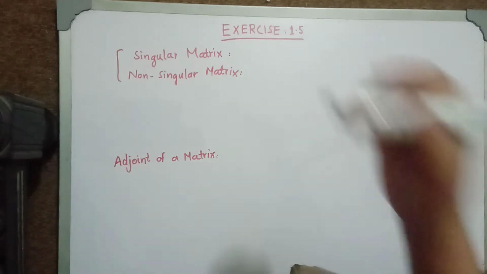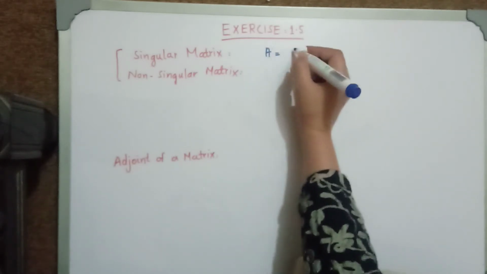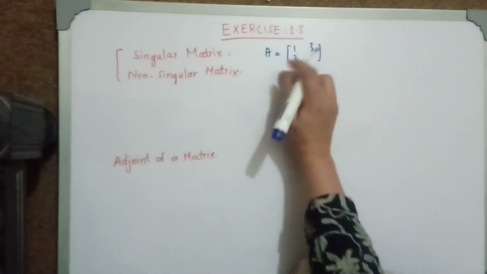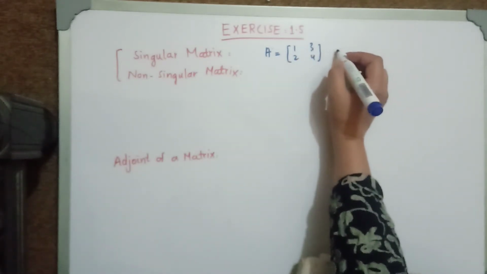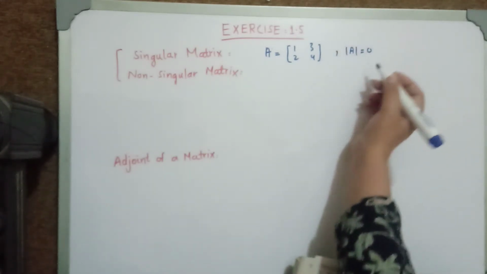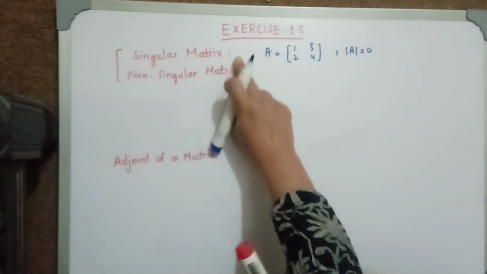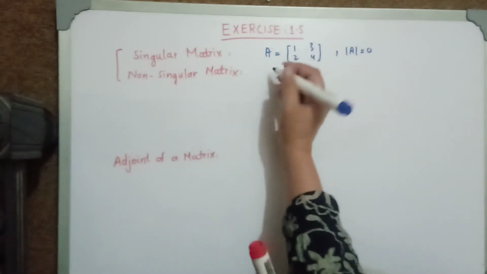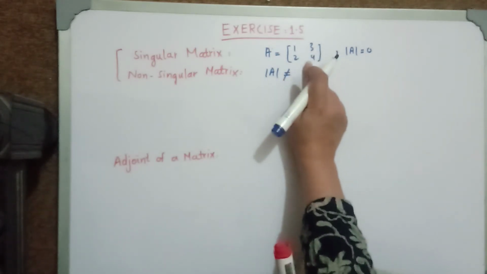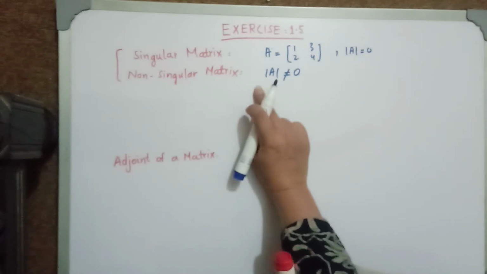A matrix is singular when its determinant is equal to 0. Let's say I have a matrix A, 1, 2, 3, 4. It will be singular if its determinant is equal to 0. It means that the determinant of A is equal to 0. So this is the condition that must be fulfilled for a matrix to be singular. And for a non-singular matrix, the determinant is not equal to 0. If the determinant is not equal to 0, then we say that the matrix is a non-singular matrix.